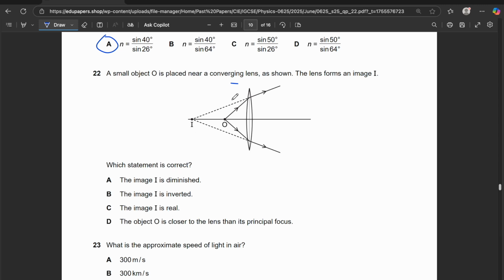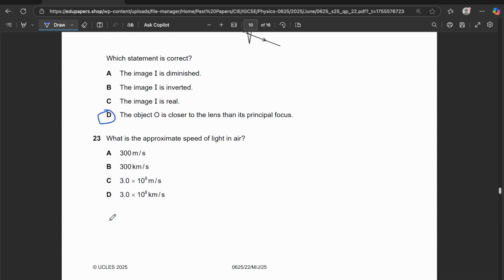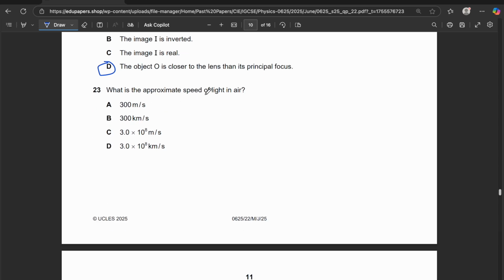I is diminished. No, we use it for a magnifying glass, so this is wrong. I is inverted. No, it is upright, and like I said, it's a virtual image. So object O is closer to the lens than its principal focus. Only then you get this magnifying effect. So D.